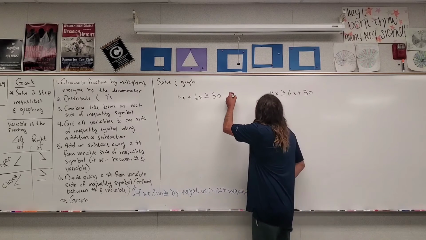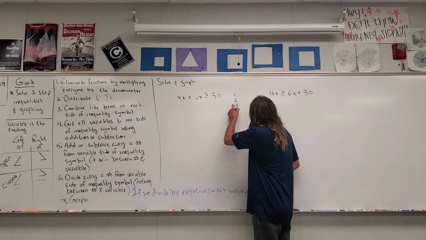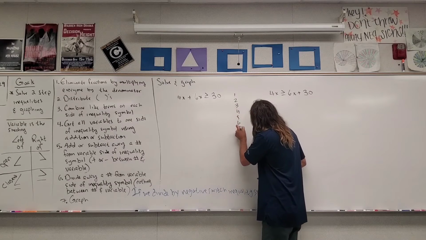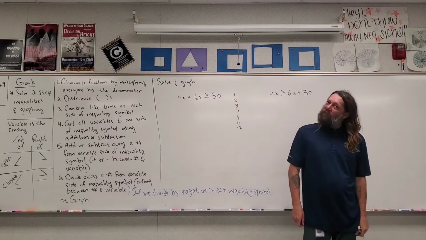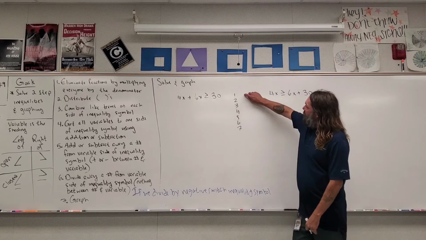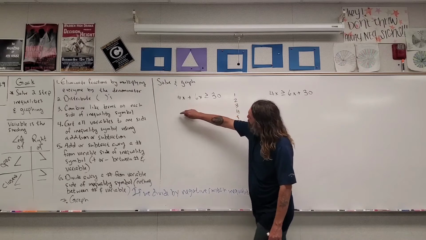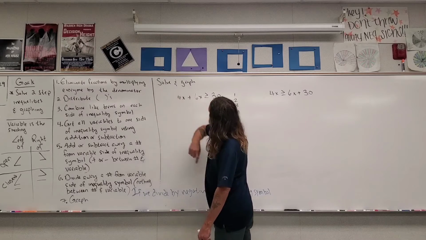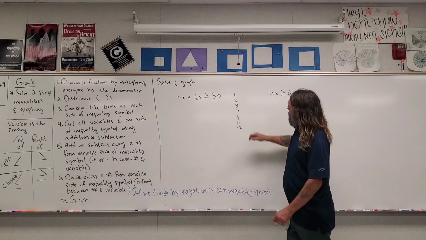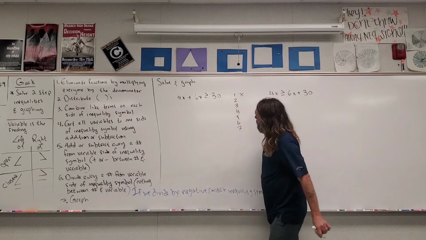Again, I'm going to write 1 through 7, so it reinforces the idea of going through the steps and answering the question, how do I know what to do first? How do I know what to do next? All right, so for this problem, I'm just going to go through. Step 1, can I eliminate fractions by multiplying everyone by the denominator? No, I cannot, because I do not have fractions.